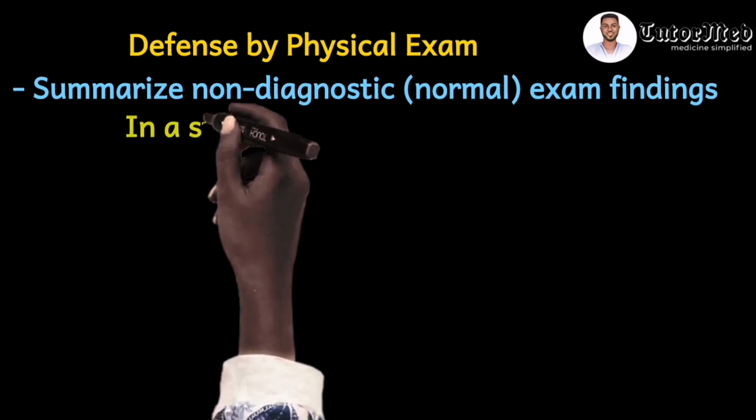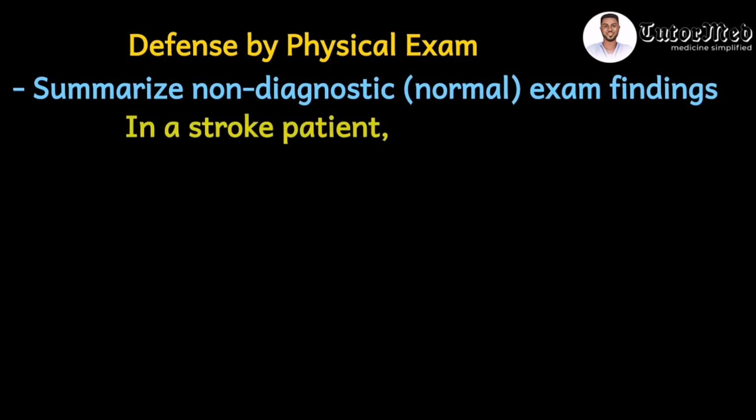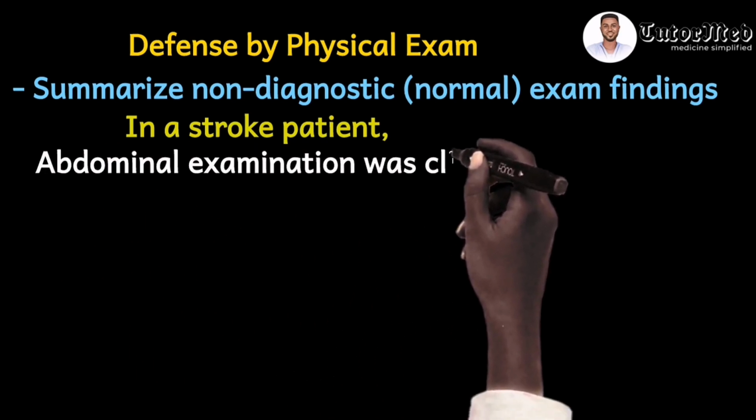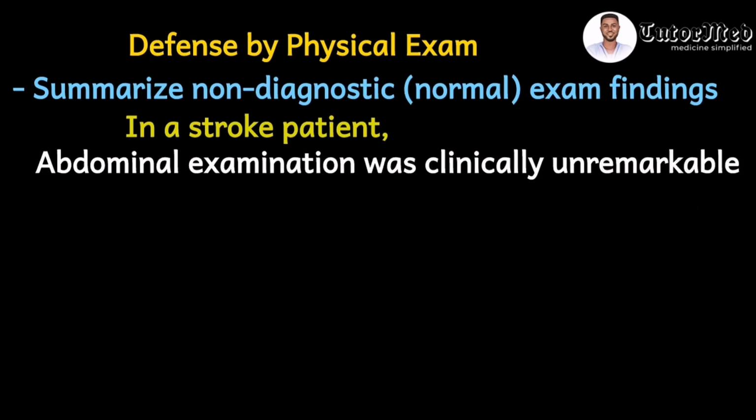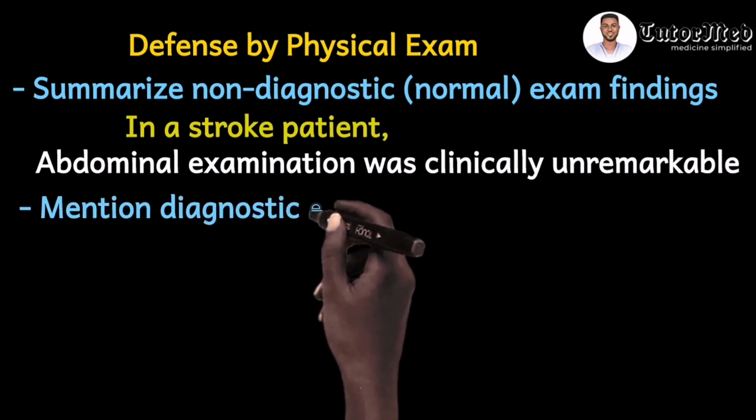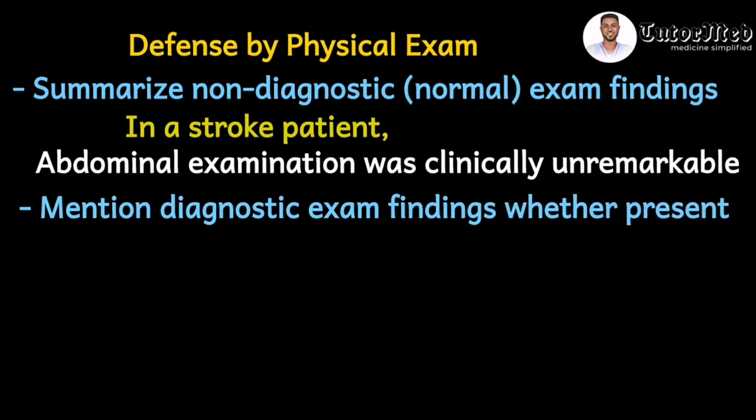Take, for example, a stroke patient. For the abdominal exam, it is likely to be normal, and if normal, you don't have to go through the presentation by saying the abdomen was full, soft, non-tender, etc. Summarizing that the abdominal exam was clinically unremarkable is enough. Then the second clue is that you mention diagnostic exam findings, whether present or absent. An example here is if you are presenting a case of heart failure.